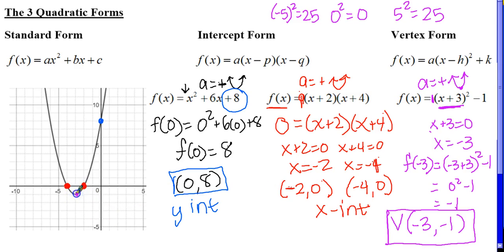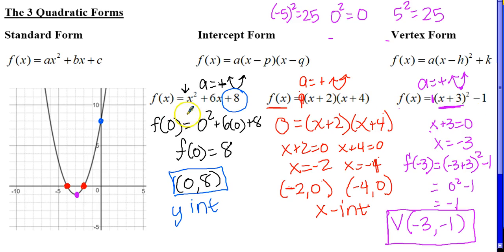P.S. Look at that. There's my vertex. All of those fit along the same parabola because they're all the same equation in different forms. Okay, and one more thing. This was created from this. Vertex form comes from standard form when you complete the square. So if you can complete the square using standard form, you can convert it to vertex form.